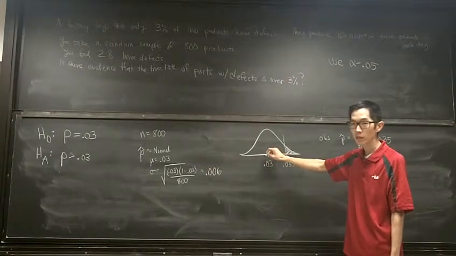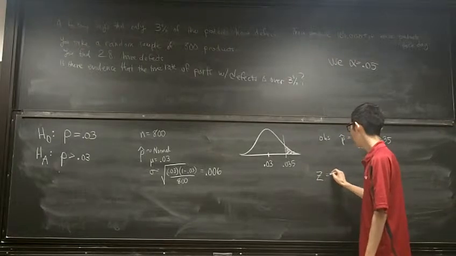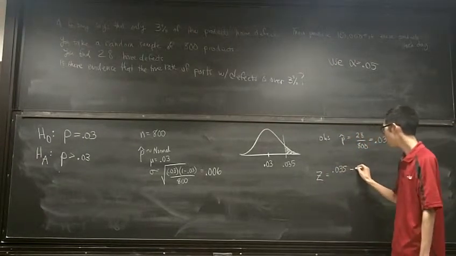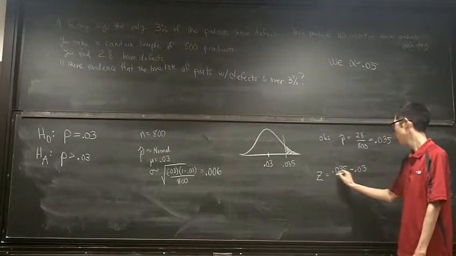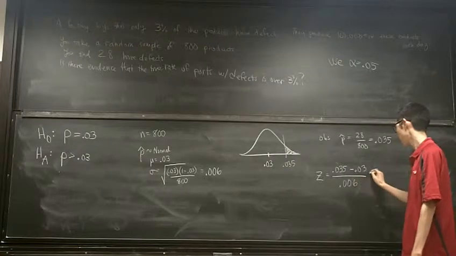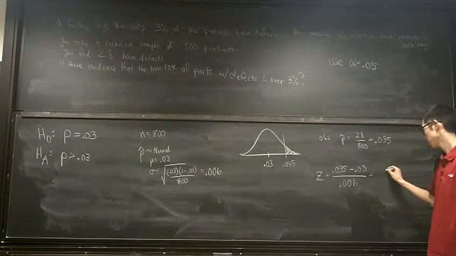That should be close to 0.03. So I get a z-score of what? I get 0.035 minus 0.03 divided by 0.006. You get 1 minus 0.7967. Oh, 0.83. I get negative 0.83.